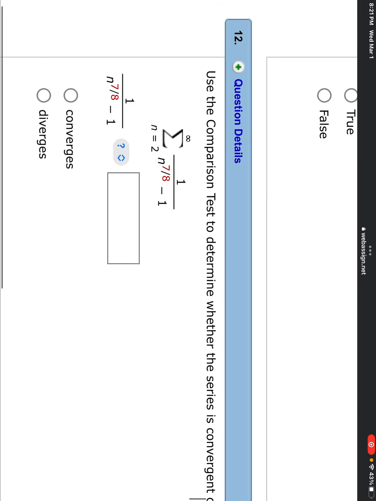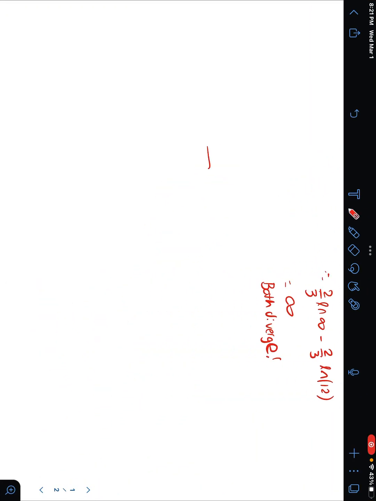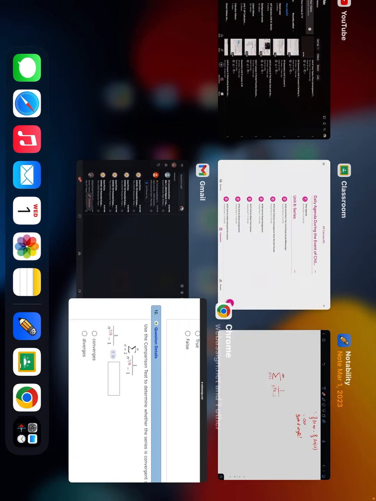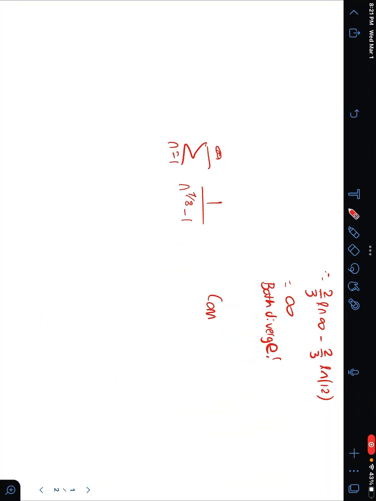Use the comparison test. This is a good one to work through. This is the sum from n equals 1 to infinity of 1 over n to the 7/8 minus 1. We're going to compare this to 1 over n to the 7/8, which is a p-series that diverges.